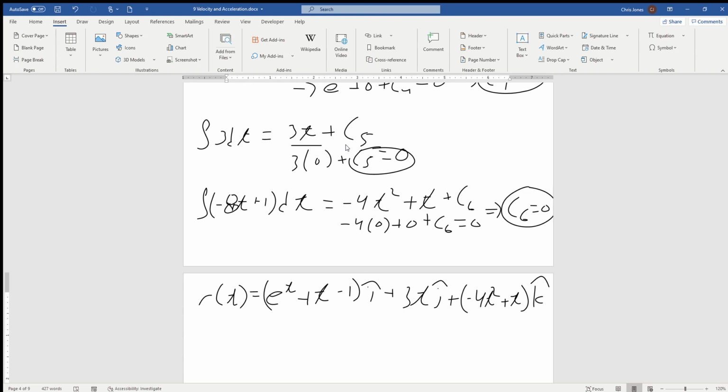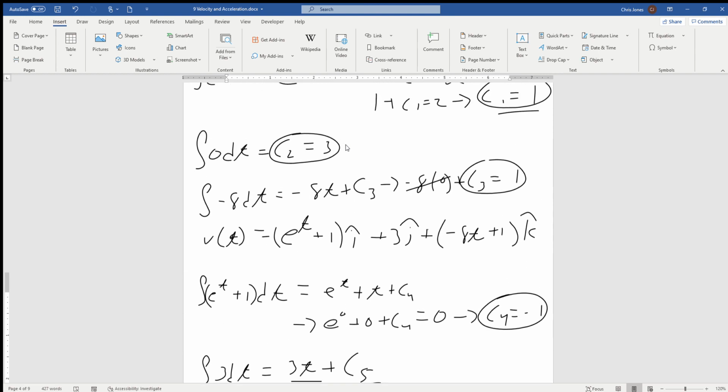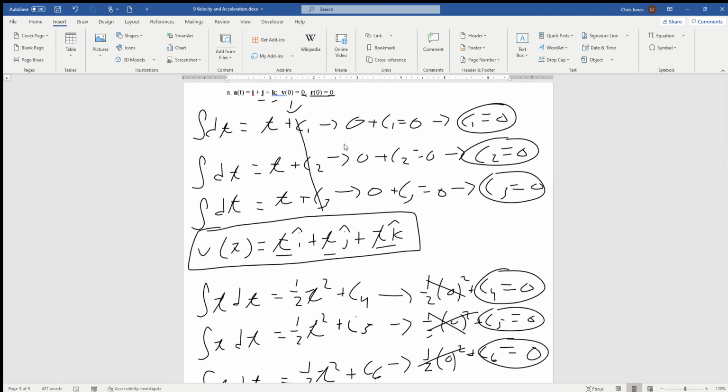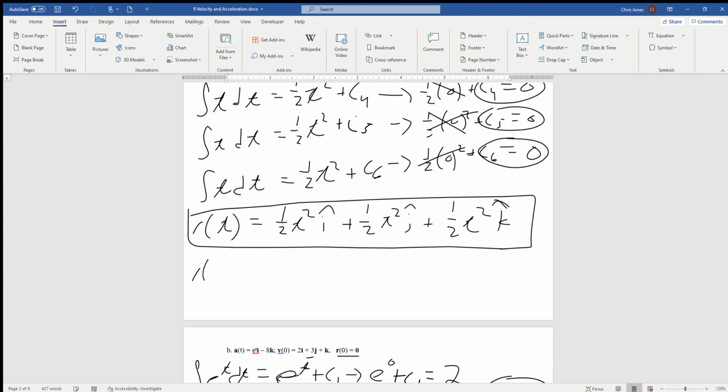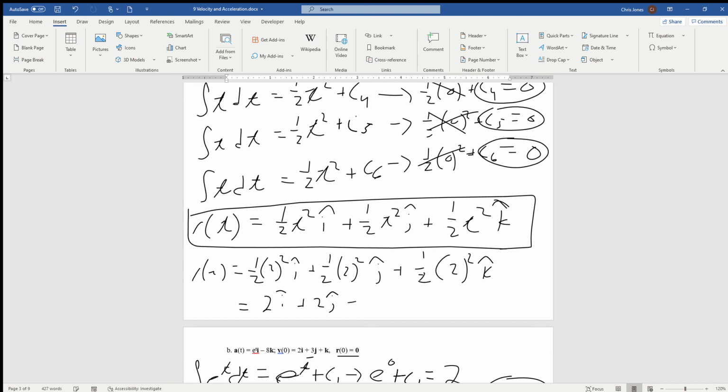And one last thing that I neglected to do for the previous problem is that we have to find the value at 2. All right, so remember it says find the position when t is equal to 2. So r of 2 is going to be equal to a half of 2 squared i plus a half of 2 squared j plus a half of 2 squared k, or in other words, that's going to be 2i, 2j, 2k. So that's our vector at time 2, the position of it. So 2, 2, 2 in octant 1.